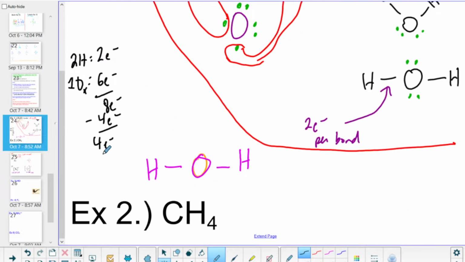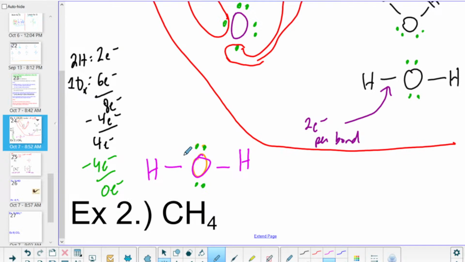We have 4 electrons left, though. When you're done and the outer ones are happy and you've filled them all up, you just take the extra ones and put them on the center one in pairs. This is like the accounting way to do Lewis dot diagrams.